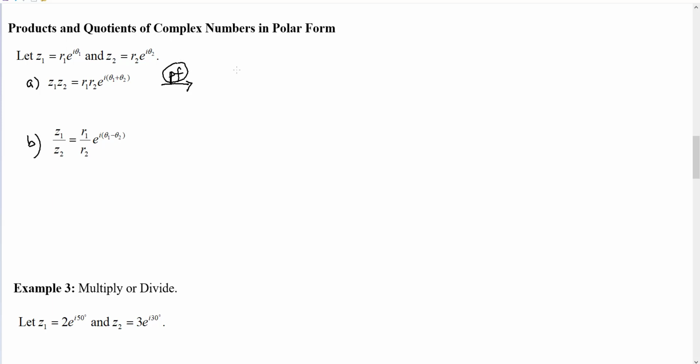And so if I multiply z1 times z2, and z1 is equal to, if I write the complete form, r1 cosine theta 1 plus i r1 sine theta 1.